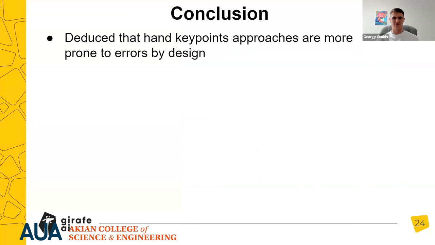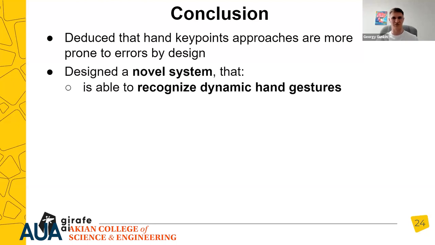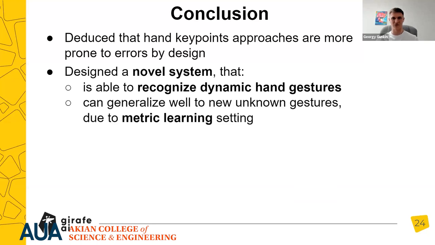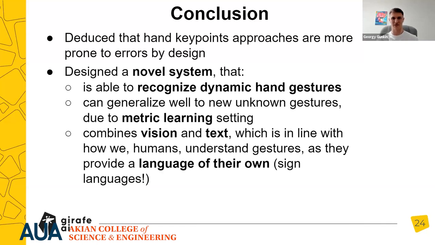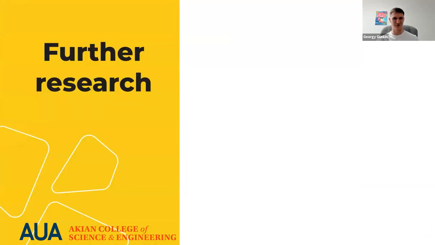So the conclusion: we deduce that hand keypoint approaches are more prone to errors by design, since they use several subsystems to generate, for example, hand keypoints if we use MediaPipe. And we designed a novel system that is able to recognize dynamic hand gestures, can generalize to new unknown gestures, and doesn't need to be trained on all possible gestures due to the metric learning setting. So we combine vision and text, which is in line with how we humans understand gestures, as they provide a language of their own. And there's a link to sign languages here.